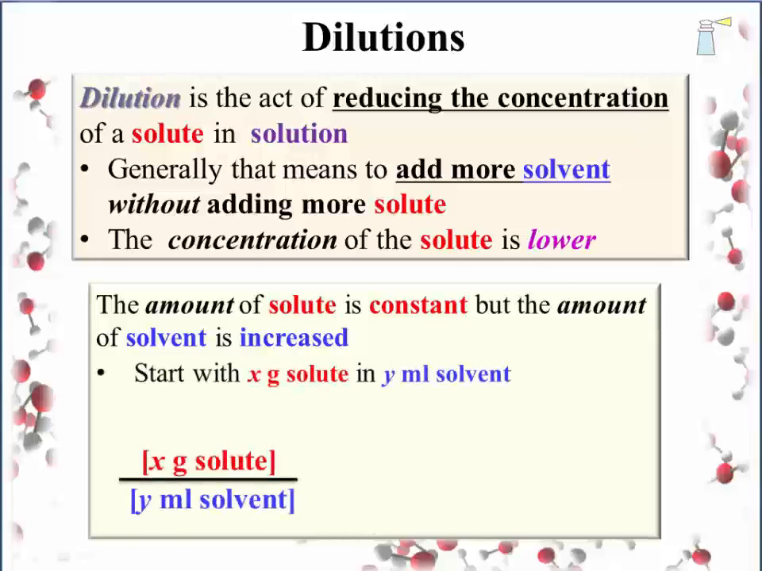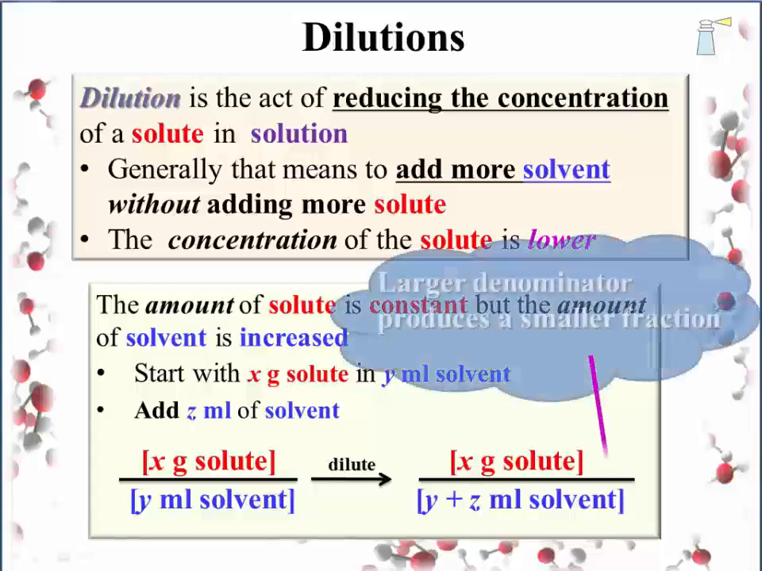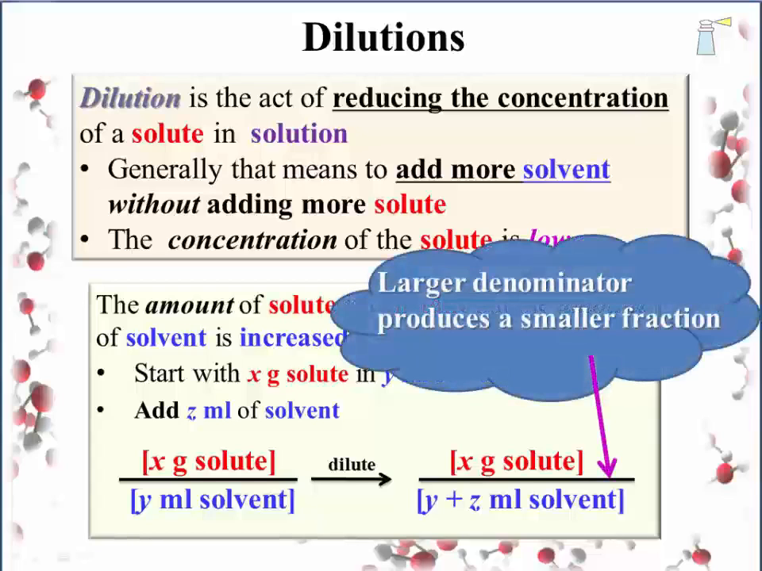Say we have a concentration where X grams of some solute is dissolved in Y mL of some solvent. Dilution occurs with the addition of more solvent. We will call that additional amount Z mL. Looking at a concentration ratio after the dilution shows that the denominator is larger due to the addition of solvent. From a fraction view, a larger denominator produces a smaller fraction, or a smaller concentration in our case.